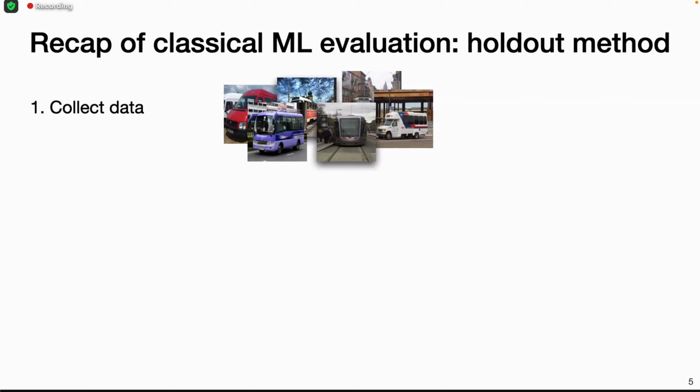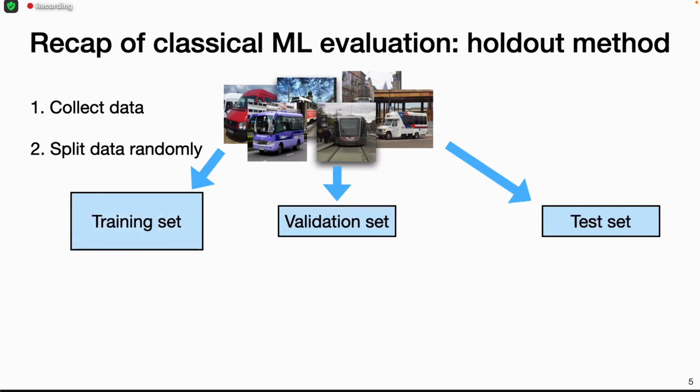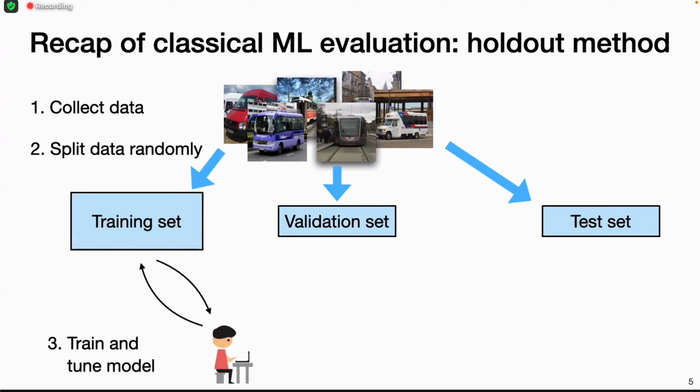And after we have our big data set, we split it randomly into 3 parts: a training set, a validation set, and a test set. So most of the data often goes into the training set.